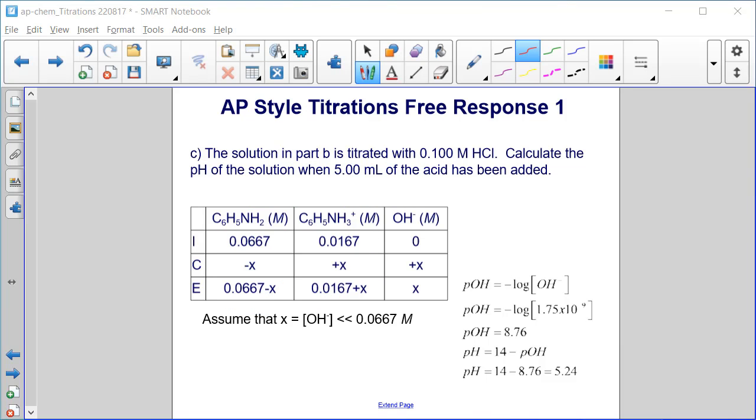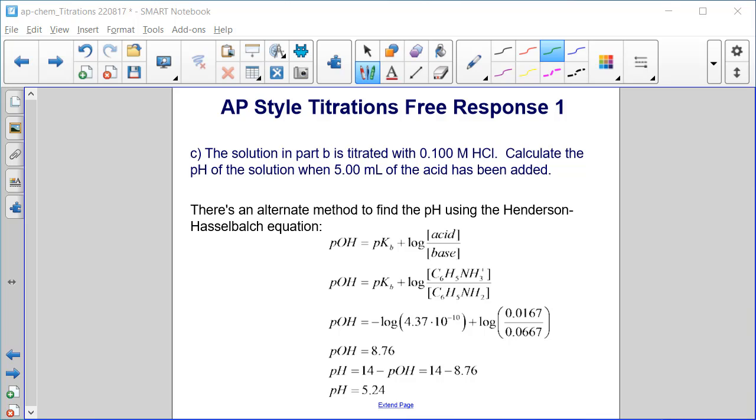So the pH, or the pOH in this case, is the negative log of the hydroxide ion concentration, 1.75 times 10 to the minus 9. We get a pOH of 8.76, and that leaves us with a pH of 5.24.